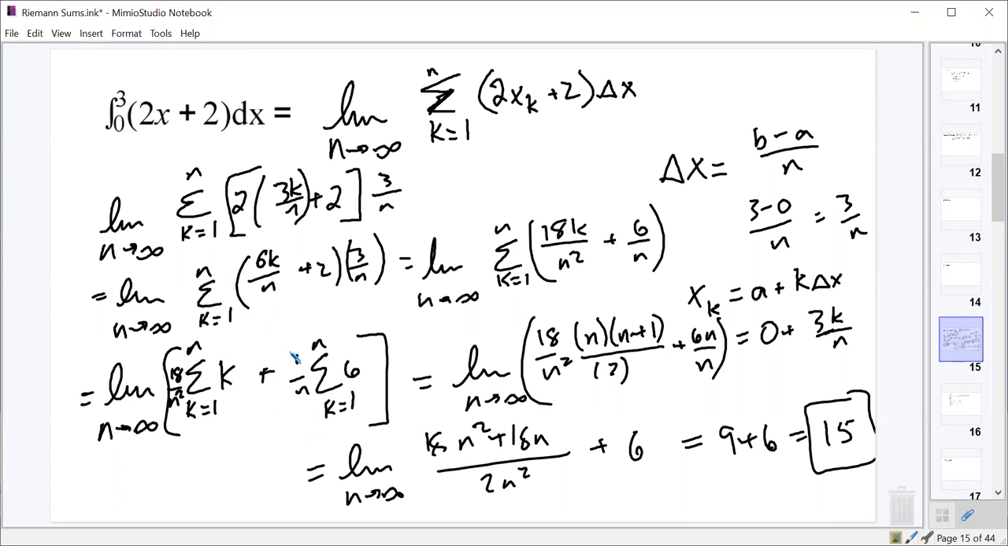Delphine. Yeah, not necessary. Even taking the 18 over n squared out is not necessary either. It just gets thrown right back in immediately afterwards. But just to see this k, I think is helpful, and know that that's n times n plus 1 over 2.